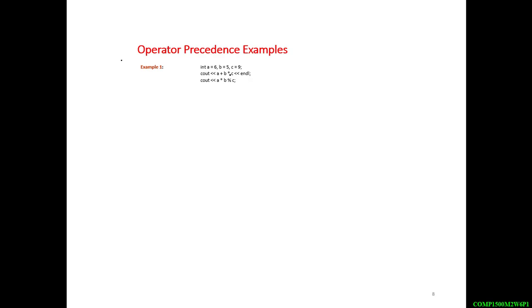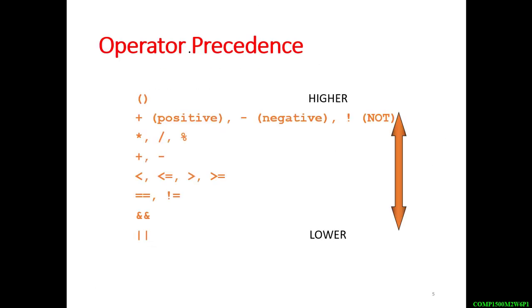So if you have like this, a multiplied by b modulus c. Now, in terms of precedence, we go back here, we find that multiplication, division, and modulus are of the same level. So in this case, we go from left to right. So here we evaluate a multiplied by b, which is 6 multiplied by 5 is equal to 30. 30 modulus 9 is 3.